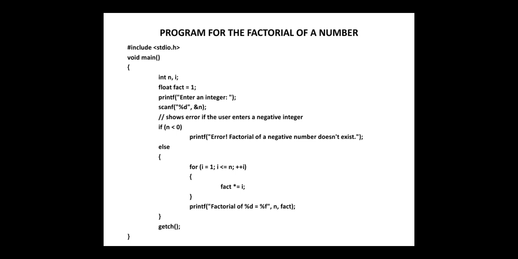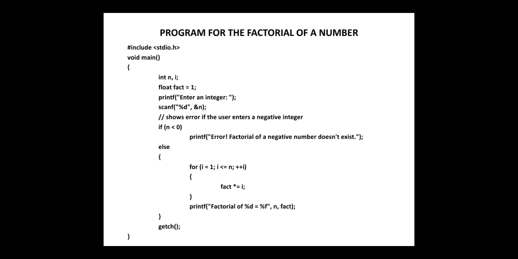The next statement is scanf. Scanf is used for reading values from the keyboard. Here I am reading the value of n, which is the value for which I want to identify the factorial. Since n is an integer data type, I am using %d as the format specifier.